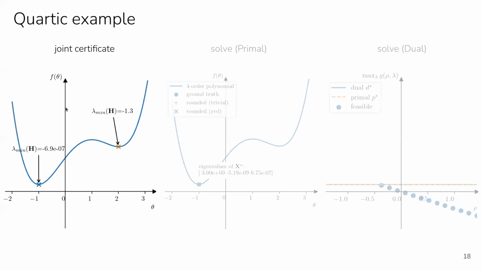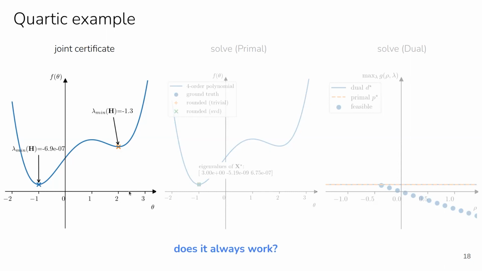And just showing this last method also in action. Using our QCQP estimates, we can solve for H and then look at the minimum eigenvalue of H. We find in this case that it's almost 0. And at this local minimum, it's minus 1.3, so clearly negative. So we can conclude that this is the global minimum and this is only a local minimum.